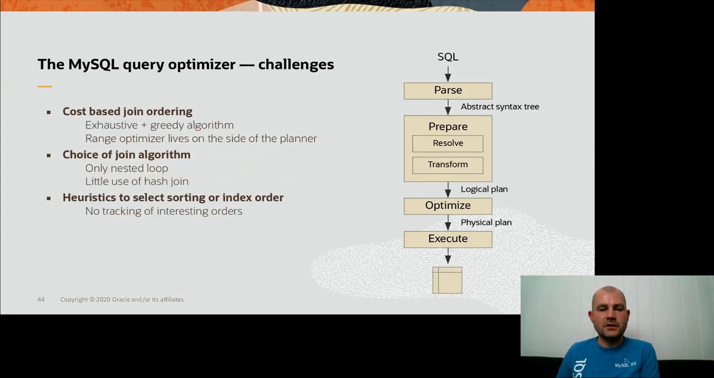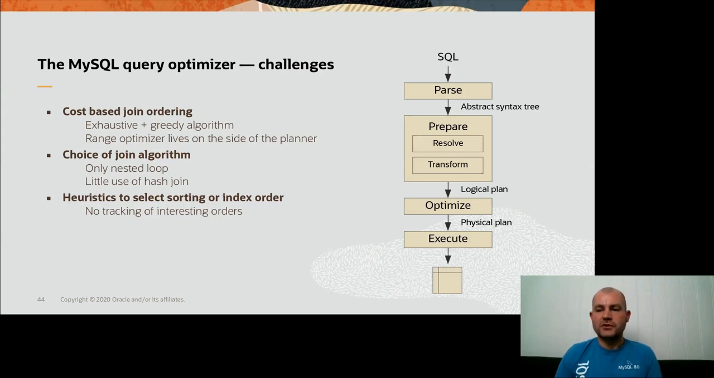So I think the next slide is on challenges. Yeah. So it's exhaustive combined with greedy. We know how to do this. This is not the way. And the idea of this range optimizer on the side, I think that misses out on some good plans. Although it's not necessarily obvious that it does, after analyzing it, I believe it does.